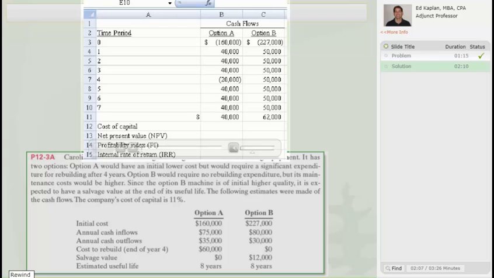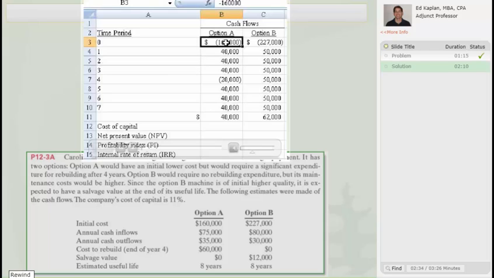Let's take a look at how we would approach Part A, where we'll compute the net present value, the profitability index, and the internal rate of return. Now, to save time in this demonstration, I've worked it ahead of time. And you have the cash flows laid out for options A and B. Option A costs $160,000, and option B is $227,000.